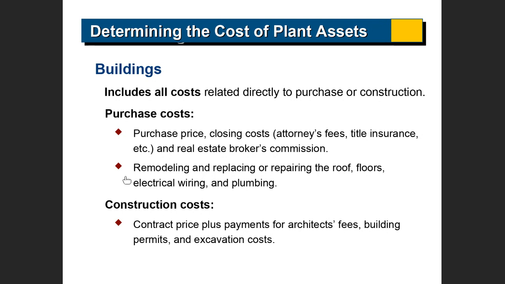Does that make sense? So for any asset you buy, any cost that you pay to buy it, and any cost that you incur to get it ready for use, is included in the cost of that asset. If you construct a building, then the construction price, the contract price, the architect's fee, the building permits, anything that you have to pay, right?